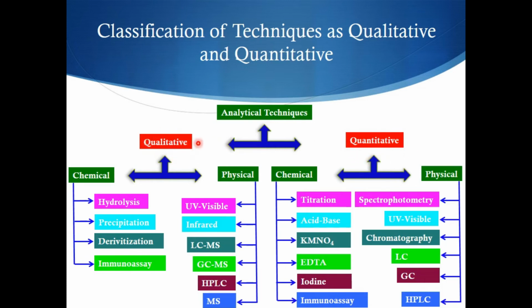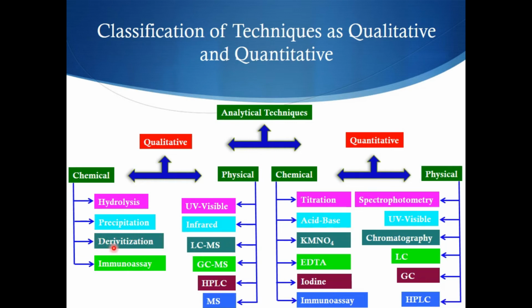In order to perform qualitative analysis, there are two types of tests: chemical and physical. Chemical tests include hydrolysis, precipitation, derivatization, and immunoassays. Depending upon the components present in the sample, we may go for hydrolysis or precipitation, or we can convert a functional group into a more specific group which is easily detectable.